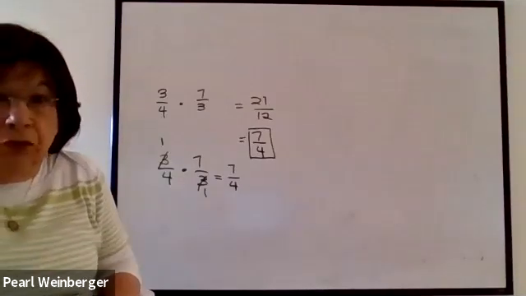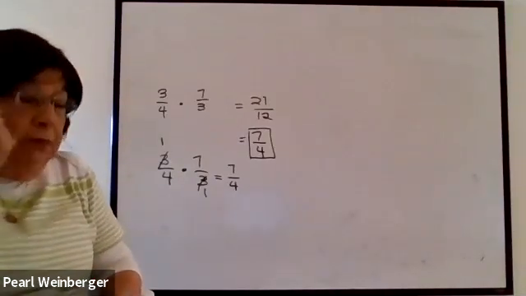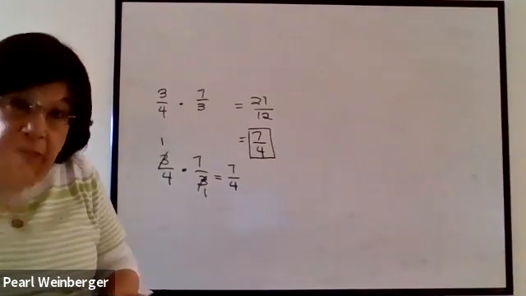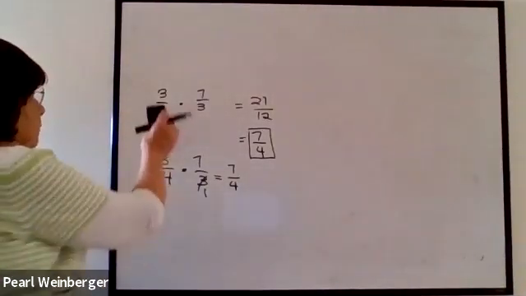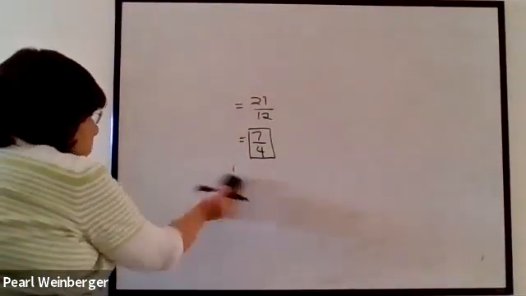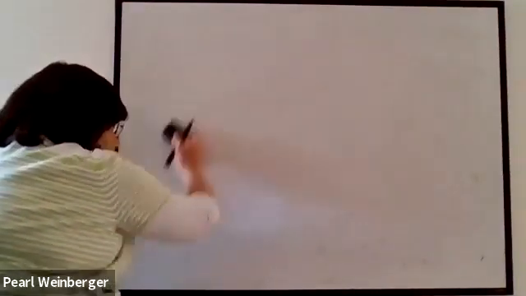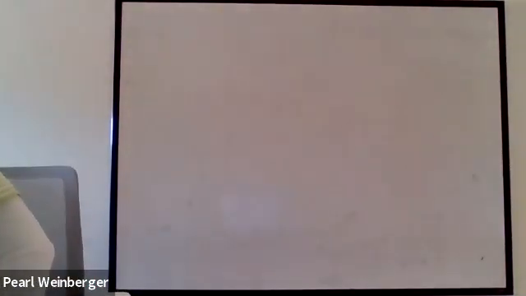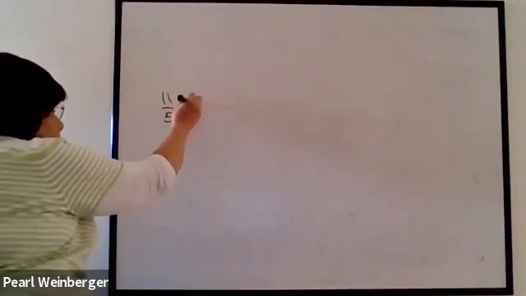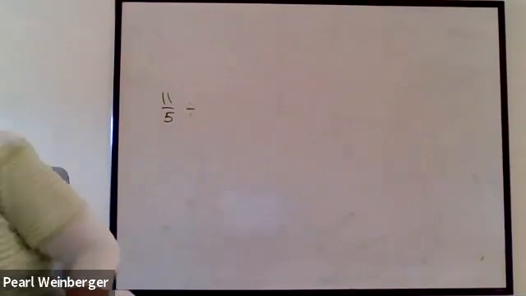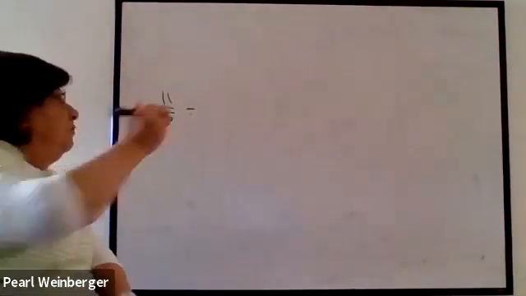The other thing is when we have division. The only difference between multiplying fractions and dividing fractions is the first step. If you have, for example, 11/5 divided by 22/10.